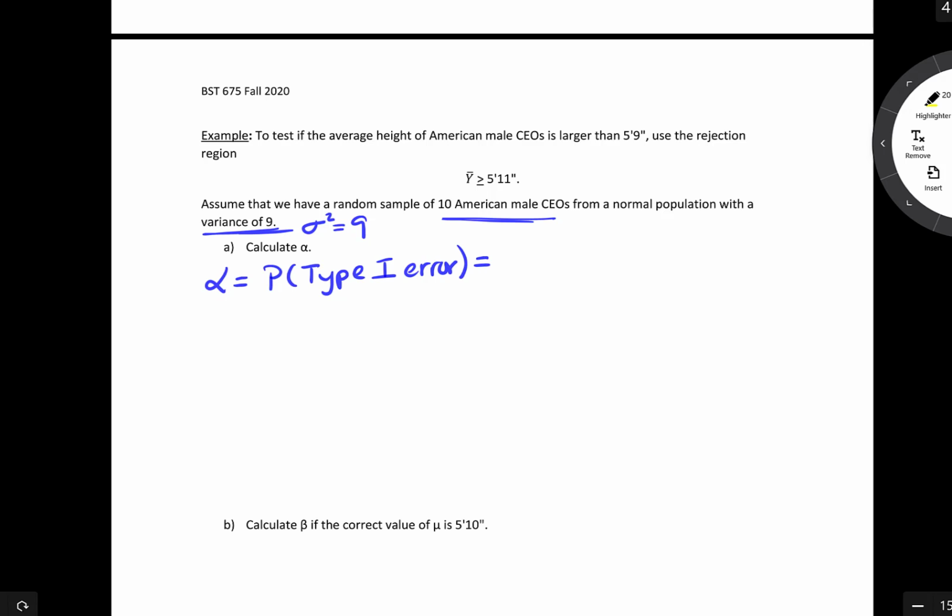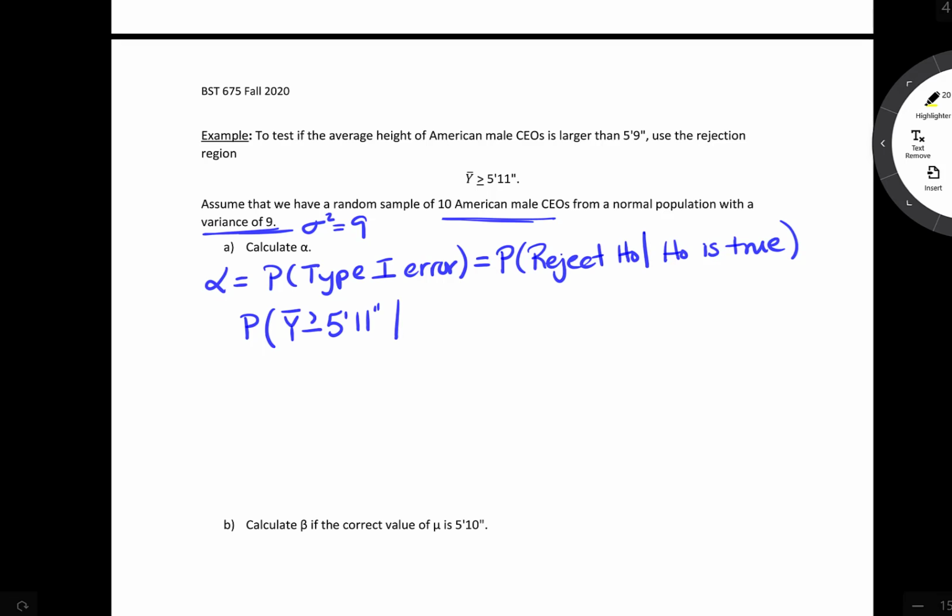And so by definition of a type 1 error, this is going to be the probability that we reject H0 given that the null is true. So all we're doing here is writing out what this definition of a type 1 error is. And so now what we can do is write this in terms of our particular problem statement. Since we're using rejection regions, we know that we reject the null when y bar is greater than 5 foot 11 inches. So this is the probability y bar is greater than or equal to 5 foot 11 inches, given the null is true.